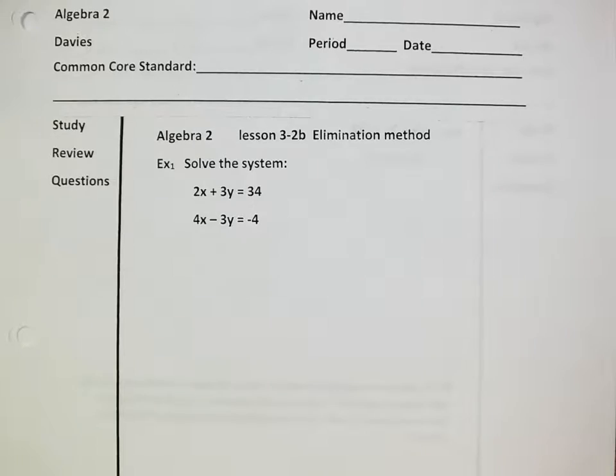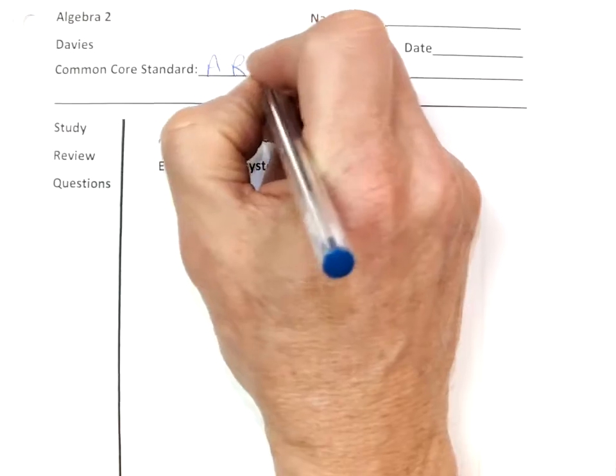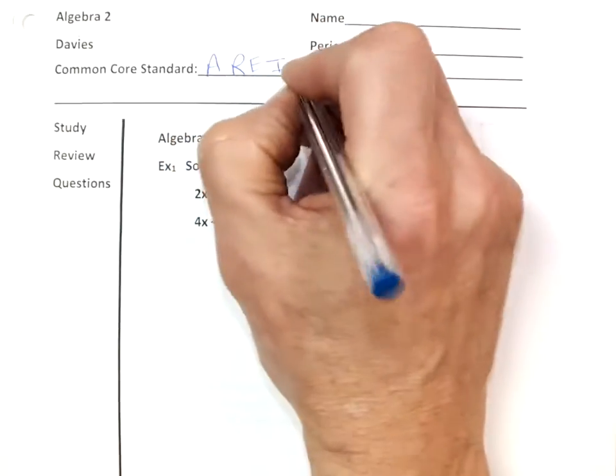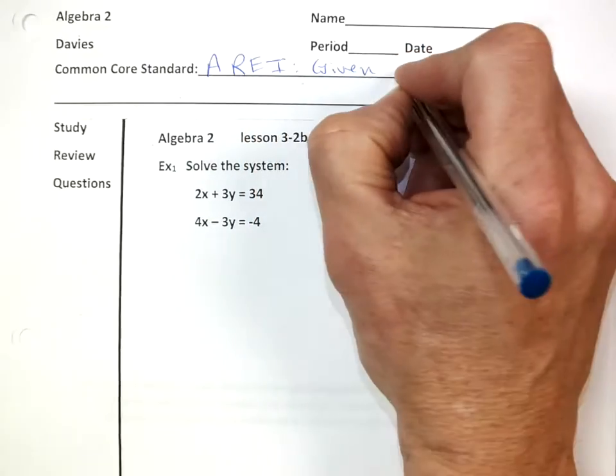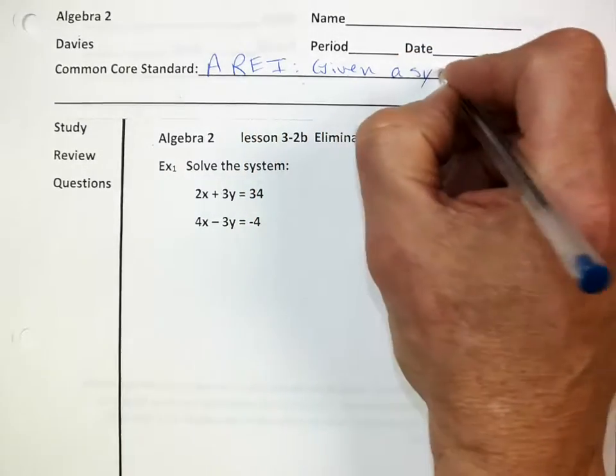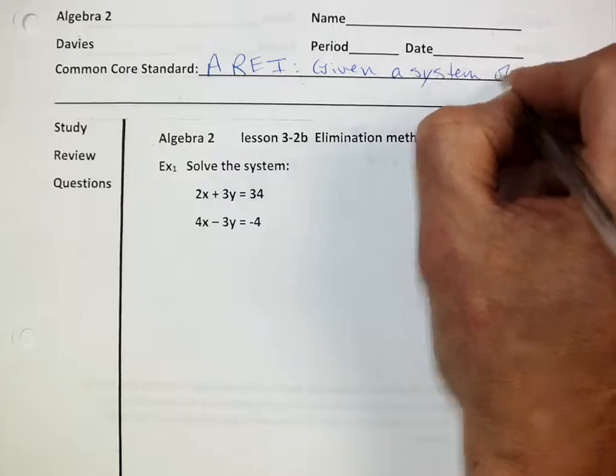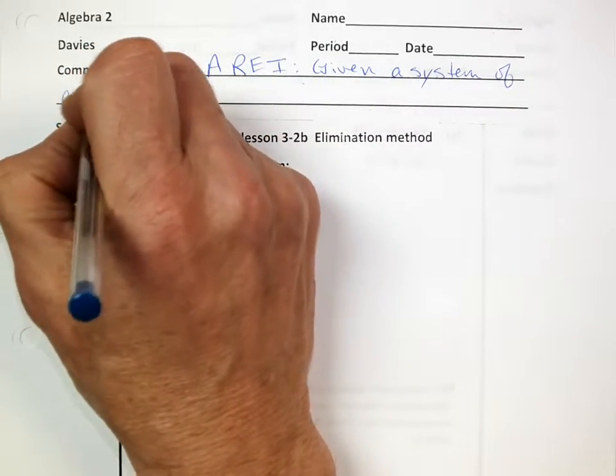All right, so good old Common Core. A for algebra, RE for reasoning, okay? And it's number 5, which is basically given a system of equations. Okay, and I'll stop there.